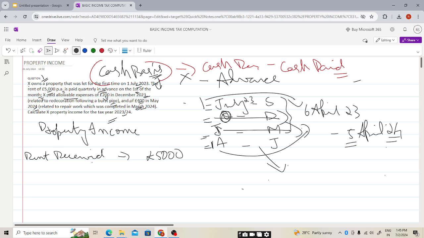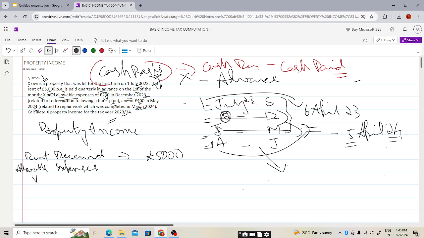So now coming to the expenses. The expenses paid, when was the expense paid? In December. So December 2023 is in this tax year, so this is an allowable expense. As I told, what are the expenses that will be deducted? Only allowable expenses which are for the purpose of the business. So allowable expenses will be deducted.